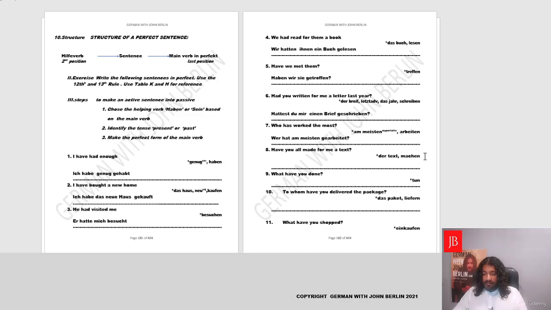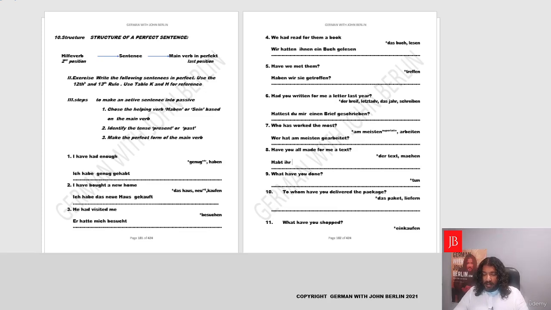Have you all made for me a text? Okay, again a question. We'll begin with the helping verb. Based on the verb made, it's no fundamental movement. The verb is haben in the present tense, so conjugated for you all. It'll be ich habe, du hast, er, sie, es hat, wir haben, ihr habt. Habt ihr, have you all.